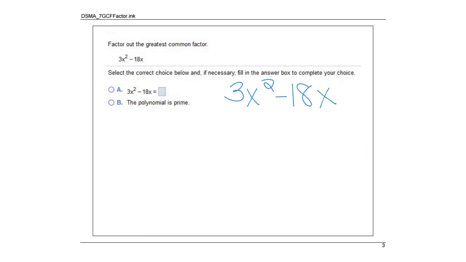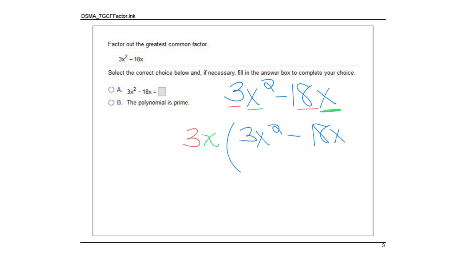Okay, so this problem says factor out the greatest common factor. We are going to look at the numbers first. If we look at 3 and 18, they have a 3 in common, but that's as large as I can go with that one. And then again, I have the x squared and the x. So I can't pull 2 x's out because I can't pull 2 x's out of this second term, but I can pull 1 out of each of those.